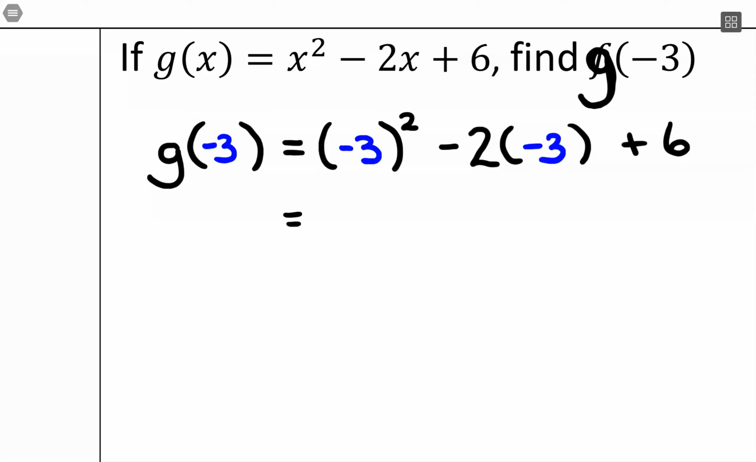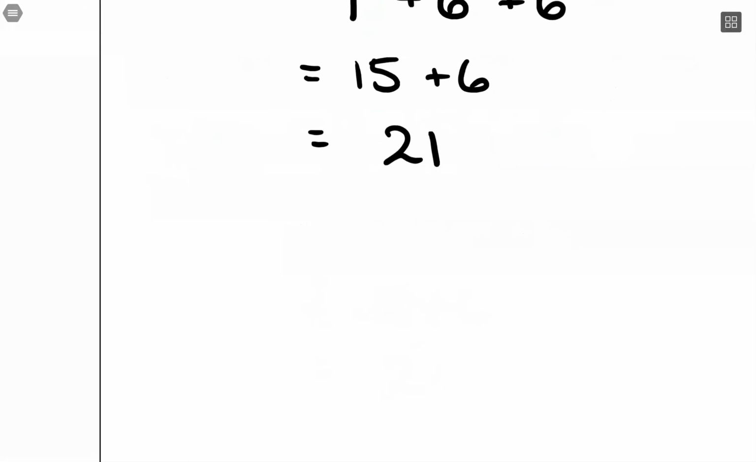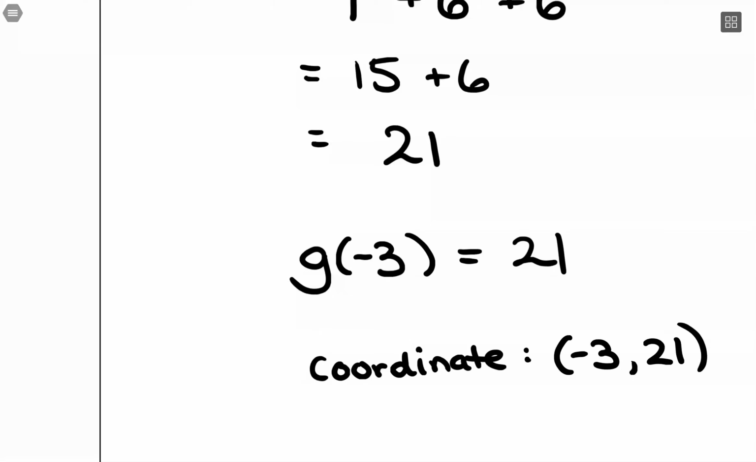So negative 3 squared, and this is where the parentheses are super important, because if we didn't have them, we'd get negative 9, but this should simplify to positive 9. And then negative 2 times negative 3 is positive 6, and then we have a plus 6, which will be a 15 plus 6, which is 21. So we get a solution that g of negative 3 is 21. And if we wanted to, we could write this as a coordinate and graph it, where x is negative 3 and y is positive 21.